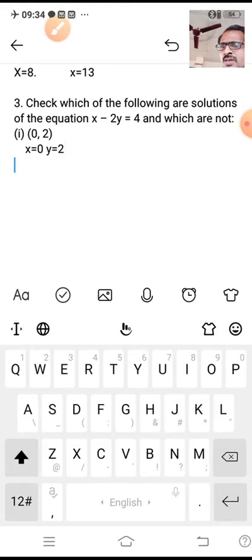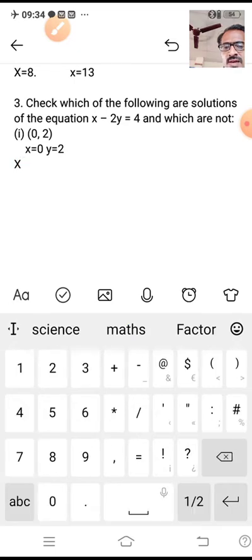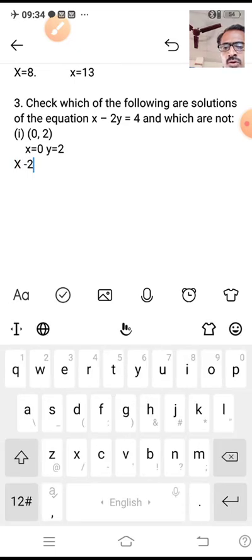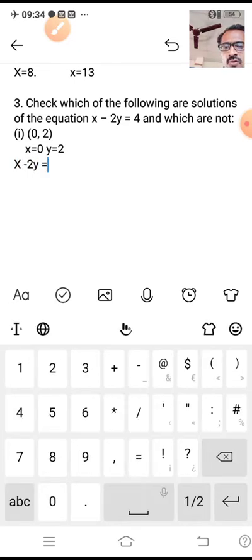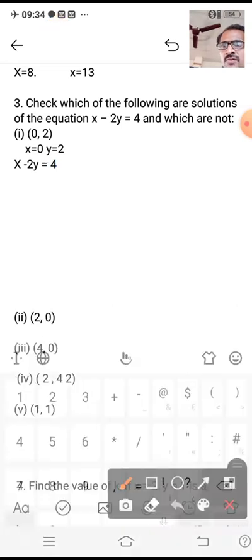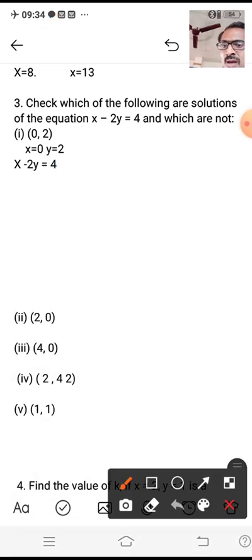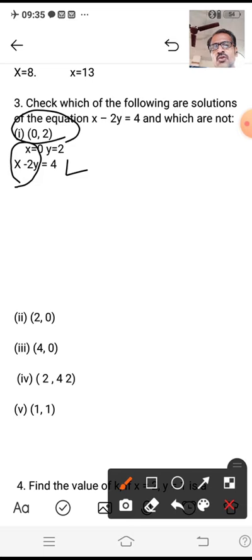Okay, so simple, whatever equation we have now, that is x minus 2y equals to 4. In this equation we are going to substitute value of x and y, but we substitute values only towards the left hand side. If you are getting right hand side 4, that means these 0, 2 are the solution. If you are not getting right hand side 4, that means 0, 2 are not the solution of the equation. Simple.